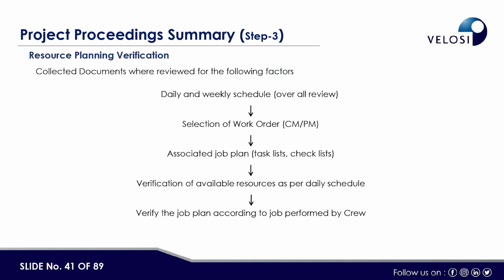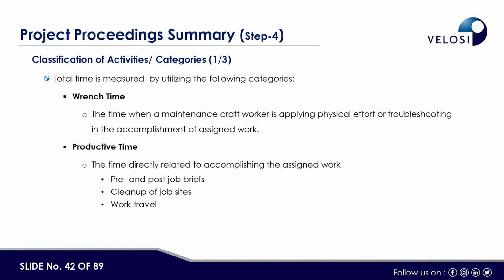Here, the collected documents were reviewed basically for the following factors: the daily and weekly schedule overall, selection of work order CMPM, associated job plan, task list and checklist, verification of available resources as per the daily schedule, and verifying the job plan according to the job performed by the crew. Then classification of the activities: from the categories point of view, total time is measured by utilizing the following categories. Wrench time is the time when a maintenance craft worker is applying physical effort or troubleshooting in the accomplishment of the assigned work.